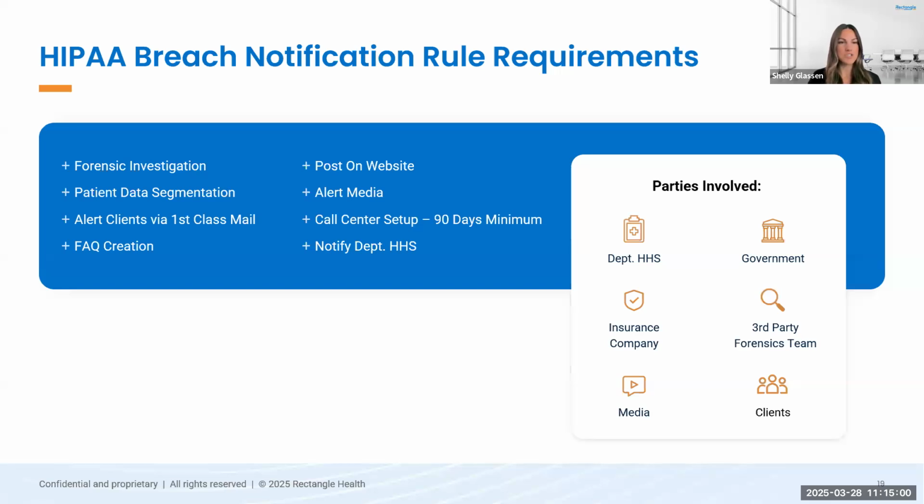The second thing that you're required to do is notify patients that have been affected by the breach via first-class mail. You're also required to notify Health and Human Services, post it on your website, and sometimes you're required to set up a call center for a minimum of 90 days to provide a number where patients can call in and learn more about the breach and how their information was affected. Now, this is a huge laundry list of tasks to be completed in the event that you do experience a breach. So we are here to help you, and we'll go over that at the end.